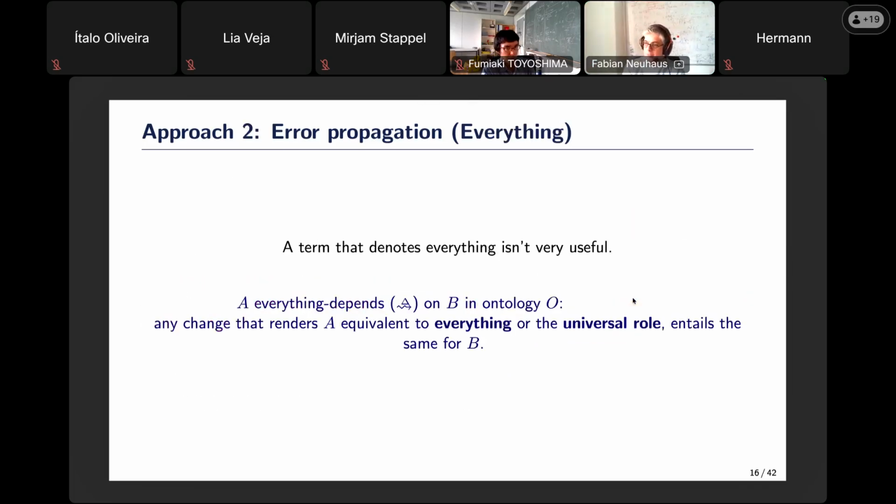A different approach would be to go in the other direction and say, well, if a term denotes everything in an ontology, it's probably not very useful. I mean, you might want one term in your ontology which denotes everything at the very top, but most of the terms probably shouldn't denote the universe of discourse. So this is captured by the everything dependency relation. A depends on B in an ontology if any change that renders A equivalent to everything, or the universal role in the case of roles, entails the same for B.